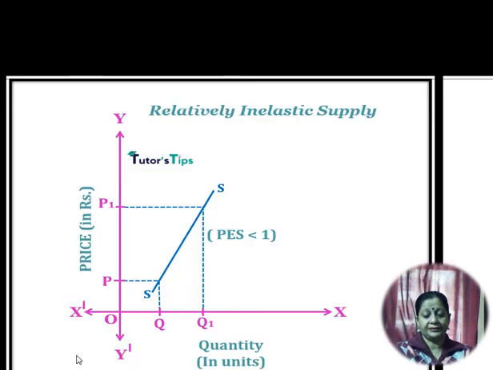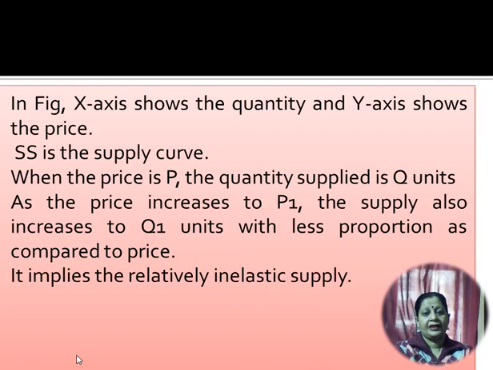So this is the diagram. In the figure, the x-axis shows the quantity and the y-axis shows the price. SS is the supply curve. When the price is P, the quantity supplied is Q units. So this is the explanation of the figure.